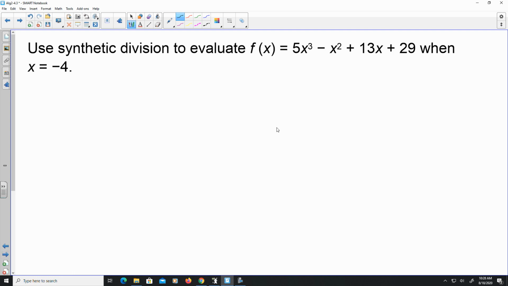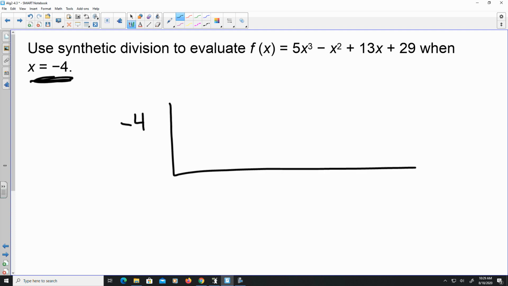So now here it says use synthetic division to evaluate 5x to the third minus x squared plus 13x plus 29 when x equals negative 4. So when they tell you that they don't have anything that's division by, and they're giving you an x equals something, that is the number that you use. So negative 4 would then just get placed to the outside. 3, 2, 1 constant, there's nothing missing, so it's going to be 5, negative 1, 13, and 29.